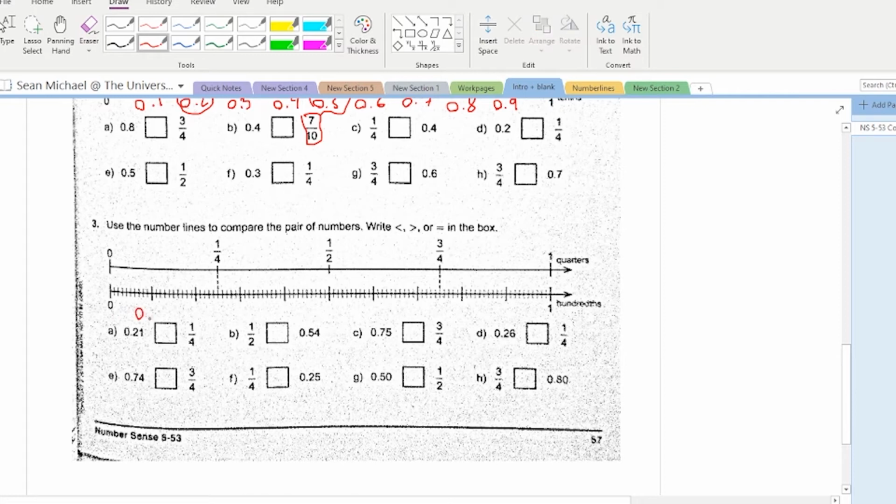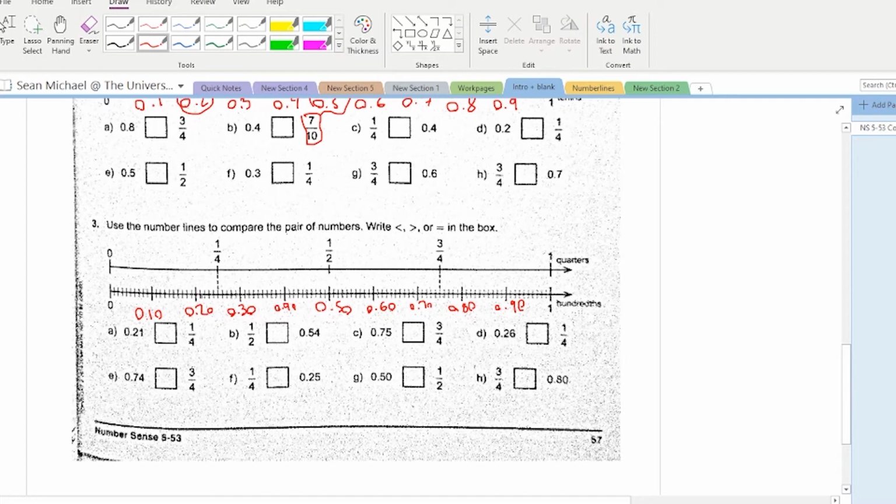our hundredths, main ones, 0.20, 0.30, 0.40. Well, that kind of looks like a 9, but you'll bear with me. 0.50, 0.60, 0.70, and 0.80, and 0.90.